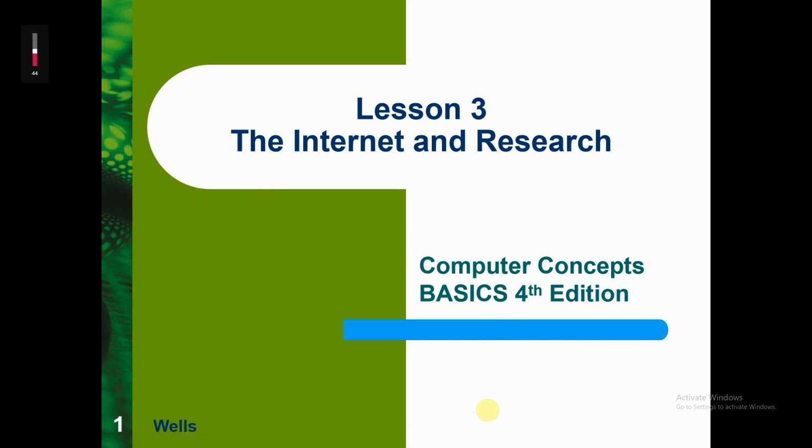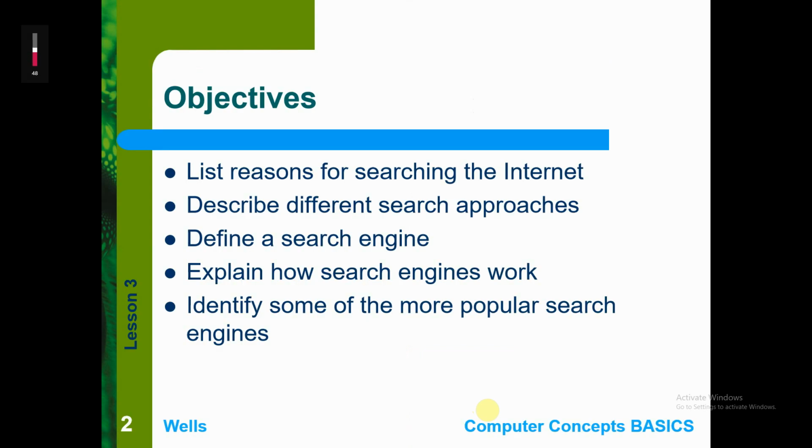Okay, so my lesson 3 is on internet research. We're going to go with these objectives. We have to list the reasons for searching the internet. So basically, ang sinasabi natin about the internet. But we also know and describe the different search approaches, which we can also discover the definition of a search engine, explain how a search engine works, and identify some of the most popular search engines.